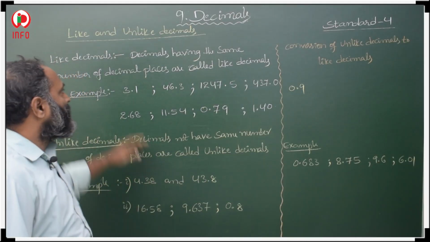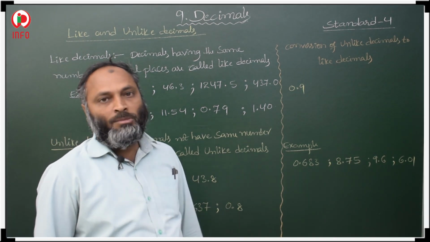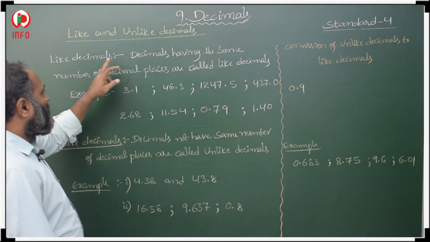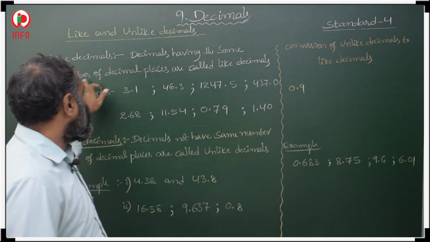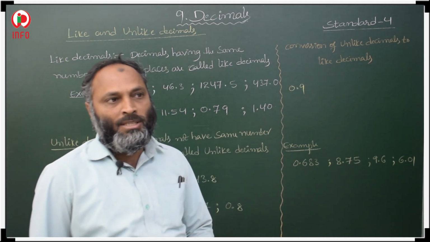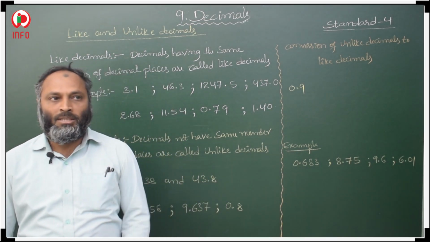Now the next concept, like and unlike decimals. What are like decimals and what are unlike decimals? Here the definition. Like decimals are decimals having the same number of decimal places. If the same number of decimal places are there, then those decimals are called like decimals.